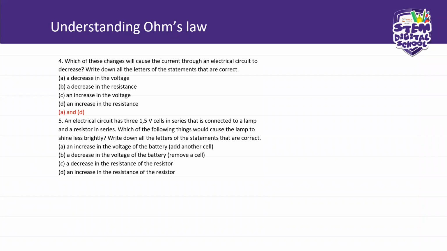So Tando, you're correct. It's B and D. If you decrease the voltage, the output will show less. If you increase the resistance, still the output will show less. So this will make the light shine less brightly because it is the output component.